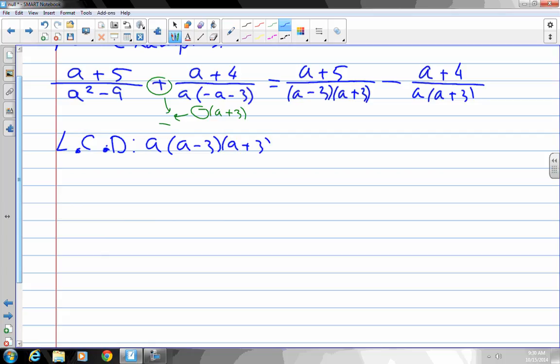So I need all factors. I don't need to list a plus 3 twice, because remember, we're just taking the highest power, so all powers are 1, so we're just taking 1 of each. But yeah, what Nick was saying, that when you compare the first denominator with the LCD, it's missing an a, so we have to multiply it by a over a. And when you compare the second denominator with the LCD, it's missing a minus 3. So I have to multiply the second one by a minus 3 over a minus 3.